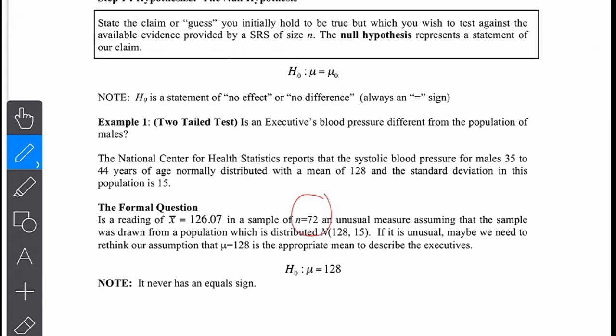So with the sample, I want to determine if executives are more stressed out than the general population. And I'm going to focus on males because their blood pressure is different from females. So I'm going to focus on male executives.